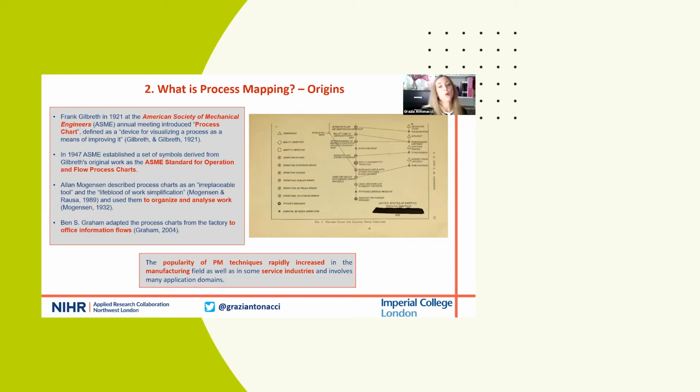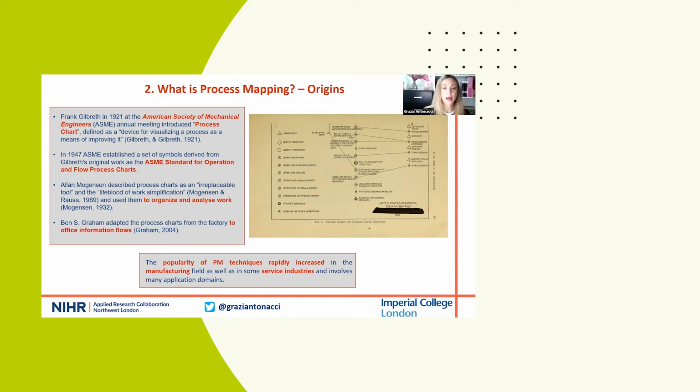Okay, now let's see what are the origins of process mapping. Frank Gilbert in 1920 at the American Society of Mechanical Engineers annual meeting introduced process charts, defined as a device for visualizing a process as a means of improving it. In 1947, the American Society of Mechanical Engineers established a set of symbols derived from Gilbert's original work as the standard for operation and flow process charts.